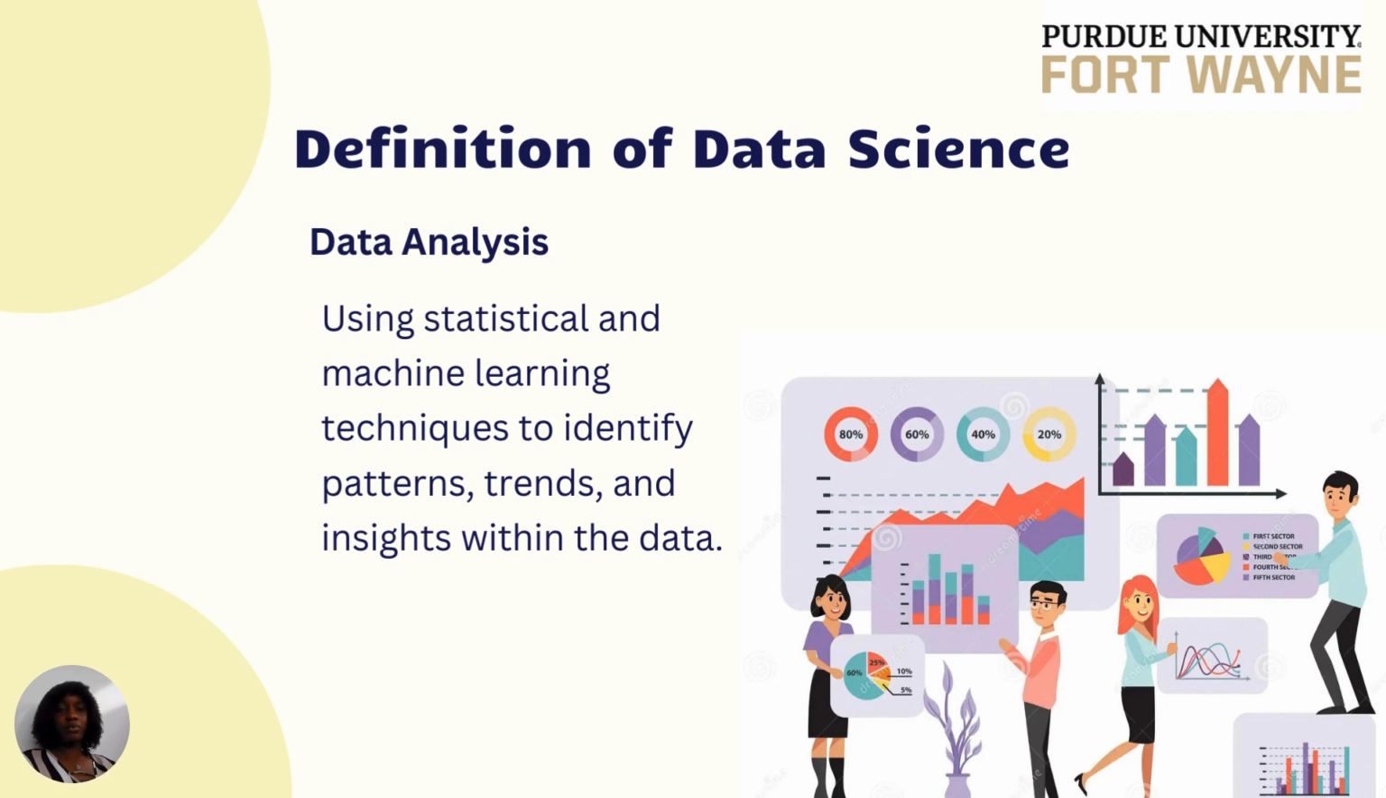The next part is data analysis. Data analysis is a process of using different techniques and tools. These techniques and tools can be statistical or machine learning techniques, and they are used to identify patterns, trends, and also to derive insights from the data. So the data we collected in the first part, we're going to look at it, understand it, and whatever we get from understanding what the data is saying, we're going to use it to generate insights and see trends and patterns from it. This is the second step in data science.